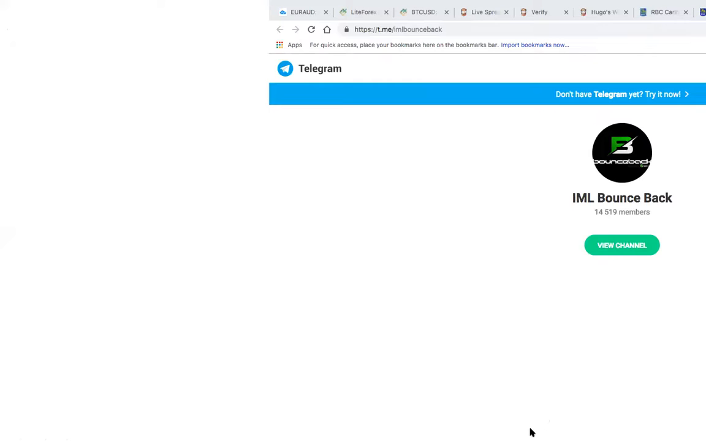Great. So let me just expand this. This is the bounce back here. And basically, guys, every time a new trade is set out on IML bounce back itself, Telegram sends you a notification letting you know that a new bounce back entry has been uploaded. It also gives you the website that you can click straight into from here, etc.